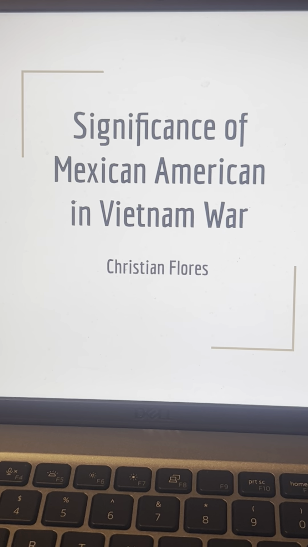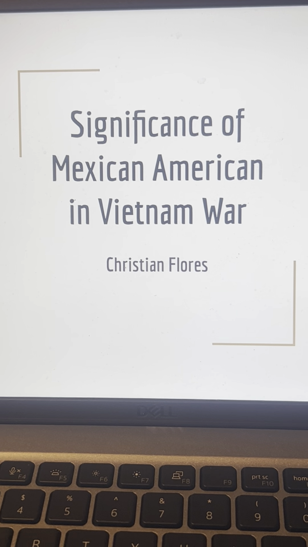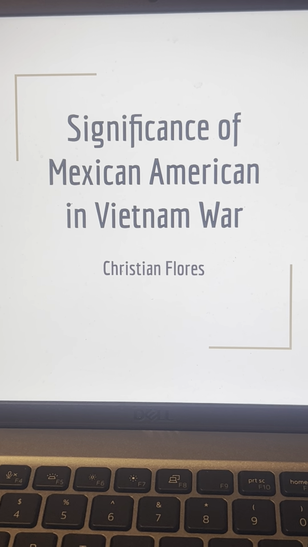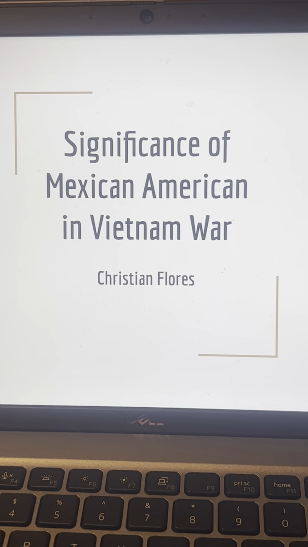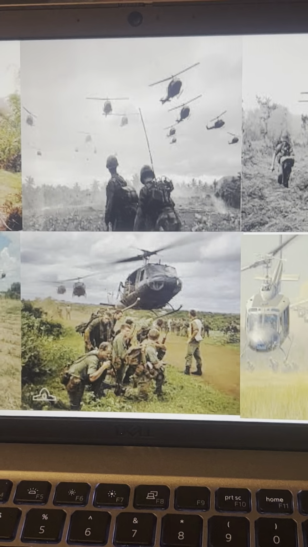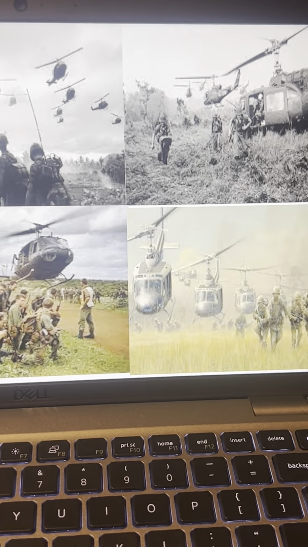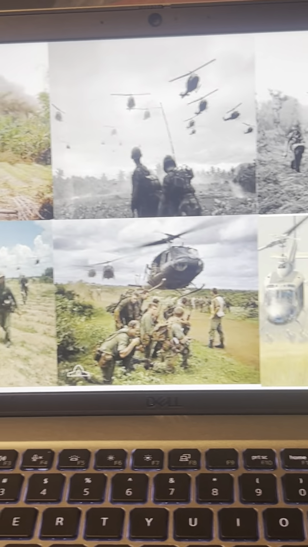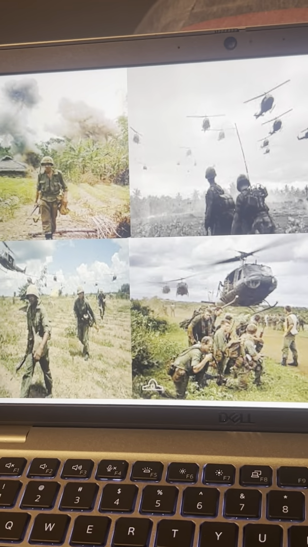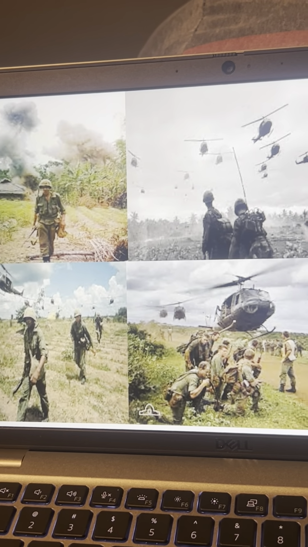It's called The Significance of Mexican Americans in the Vietnam War. So, let's get into it. Here are some pictures of the Vietnam War. And that is a lot of the pictures in the Vietnam jungle.